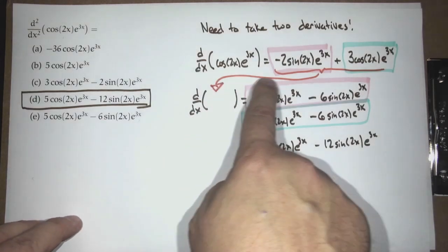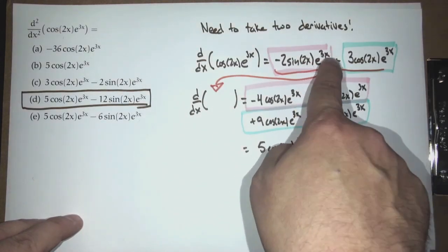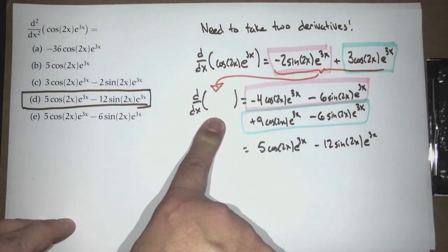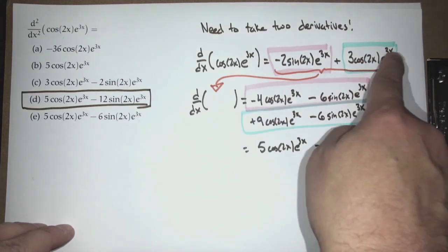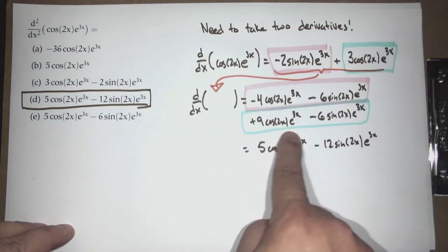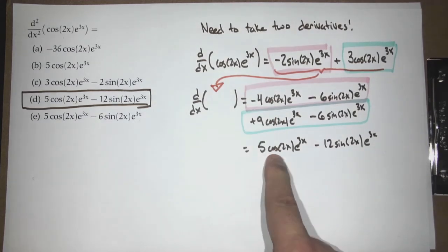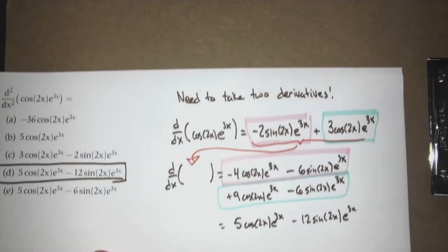You take the first derivative, use the product rule, and a little bit of chain rule, because you have 2's and 3's on the inside, so 2's and 3's come out. Then you plug that back into the derivative. The first term, again, product rule. Second term, product rule. And you get some combining. So you end up with 5 cosine 2x e to the 3x minus 12 sine 2x e to the 3x. All right, excellent.